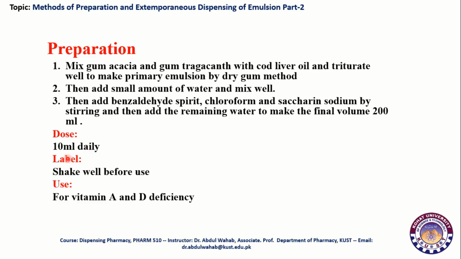The label, because it is an emulsion, so on the container it should be written shake well before use. Uses: for what purpose is cod liver oil emulsion used? It is used for vitamin A and D deficiency. If there is deficiency of A and D vitamins, then we can recommend cod liver oil emulsion.